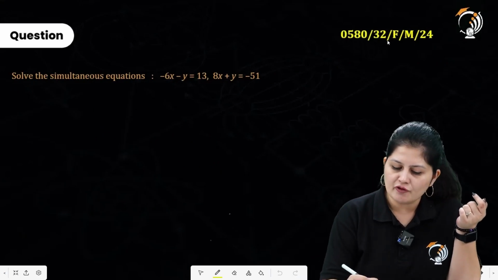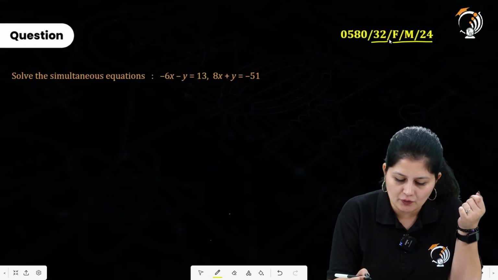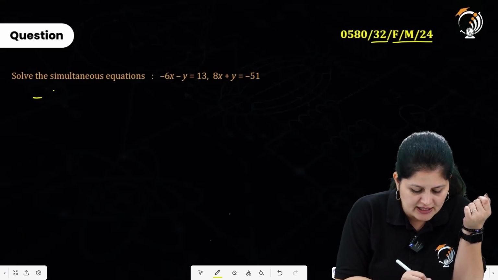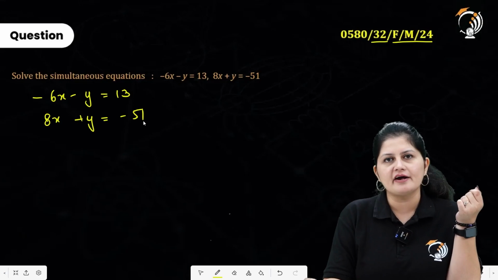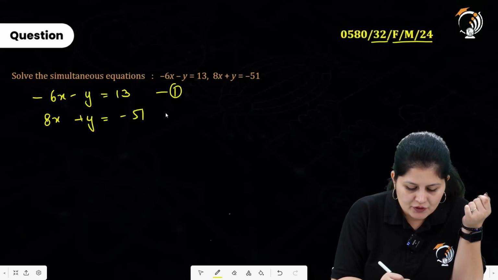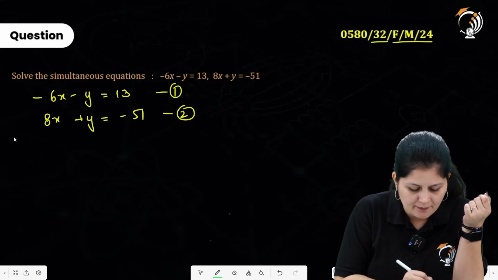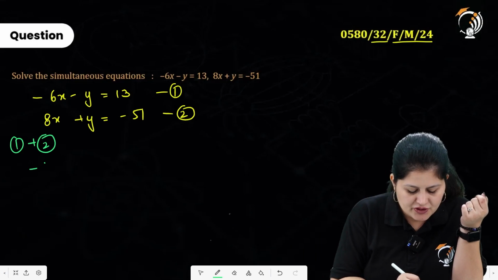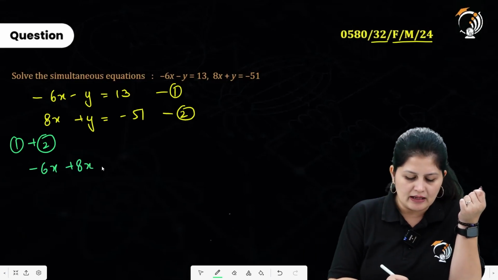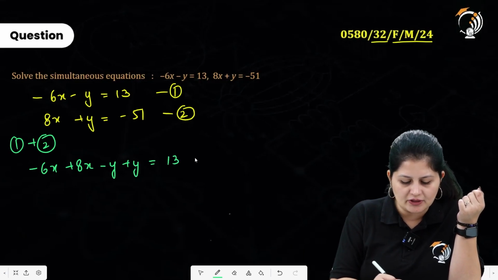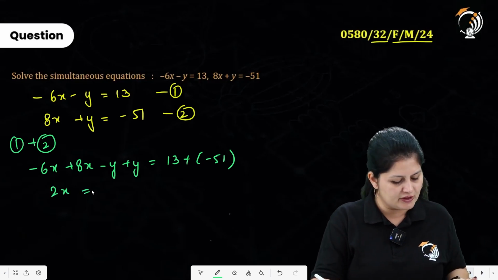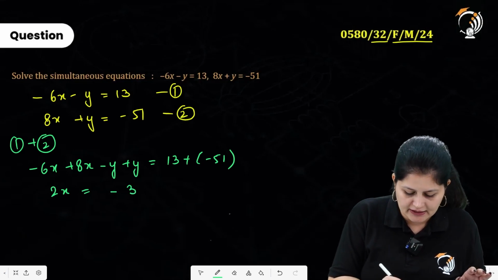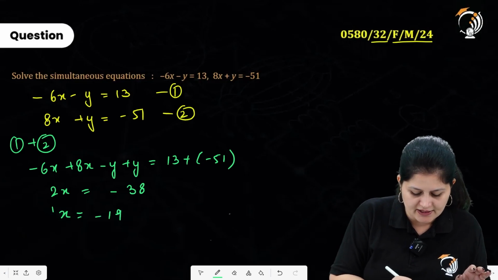Moving to one more question from the paper of February March 24, variant 3-2. We can see the two equations here: minus 6x minus y is equal to 13, while the second equation is 8x plus y is equal to minus 51. So firstly, let's just add both these equations, right? The next step is 1 plus 2. We are going to simply add both these equations. So this is going to be minus 6x plus 8x on the left hand side, minus y plus y, is equal to 13 plus minus 51. So here we are left with 2x is equal to minus 38. So the value of x that we are getting here is minus 19.